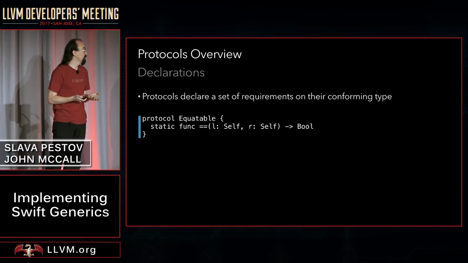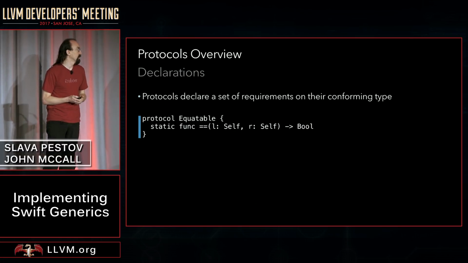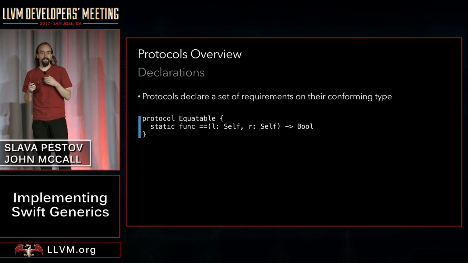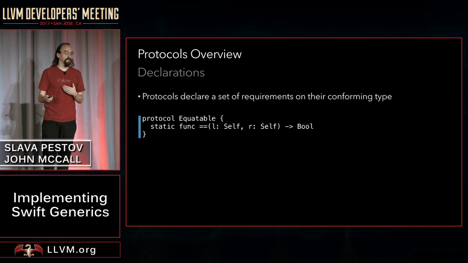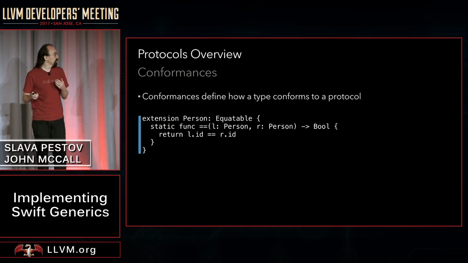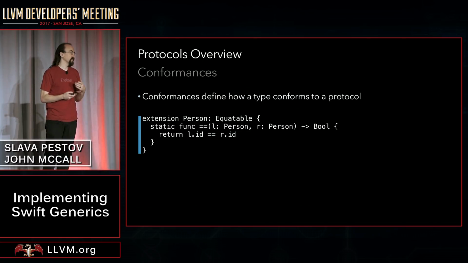The simplest sort of requirement that you have, for example, in this Equatable protocol, is just a function requirement, which says that every type that implements the Equatable protocol has to provide an equal operator. The dual notion to a protocol declaration is what we call a protocol conformance, which is how you define how a particular type conforms to a particular protocol. For example, the Person type that I'm defining here implements the Equatable protocol, and in order to do that, it has to satisfy all the requirements, and it satisfies the requirement in this case by providing exactly that equal operator.